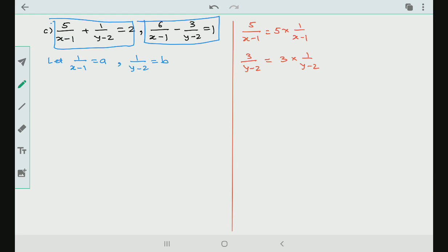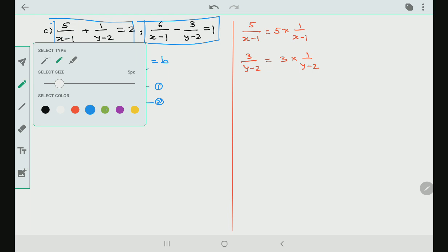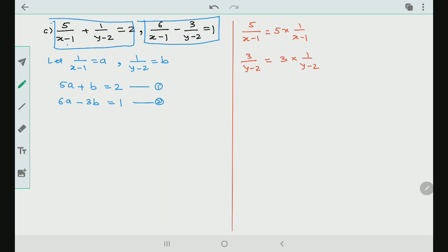Let us continue. So this equation is going to become 5a plus b is equal to 2, and the second one is going to become 6a minus 3b is equal to 1. This will be my equation number 1, and here is my equation number 2. Let me solve these two equations. How can I solve it? Tell me fast, tell me fast.